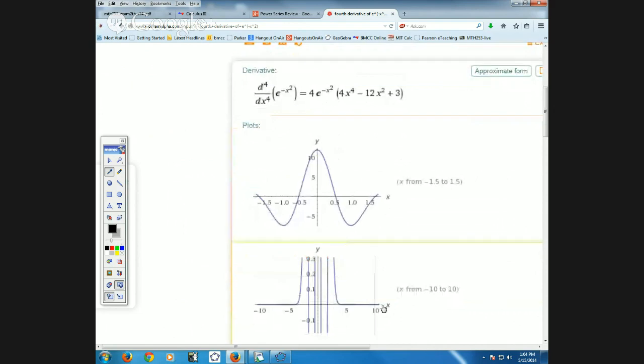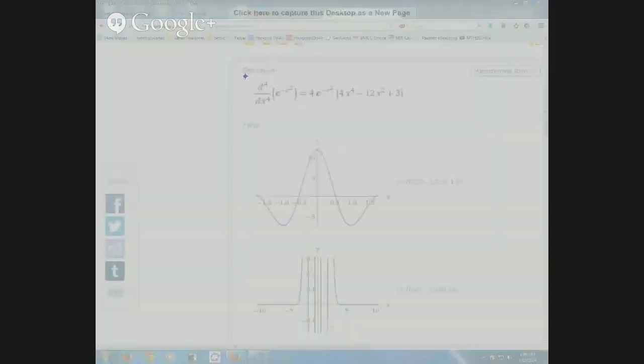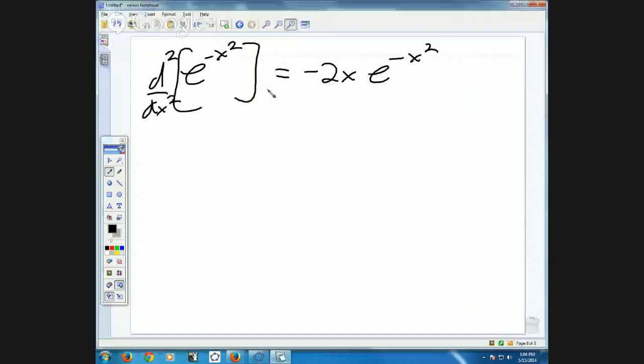e to the negative x squared times 4x to the fourth minus 12x squared plus 3. That's the fourth derivative. Oh, I guess that's one more than I need. But isn't that what m is? I thought you were taking the derivative of the integral. Yeah, the derivative of the integral knocks that derivative down one, so I really should have done the third derivative. I thought you were starting at the third. Oh, we started at n equals 3.